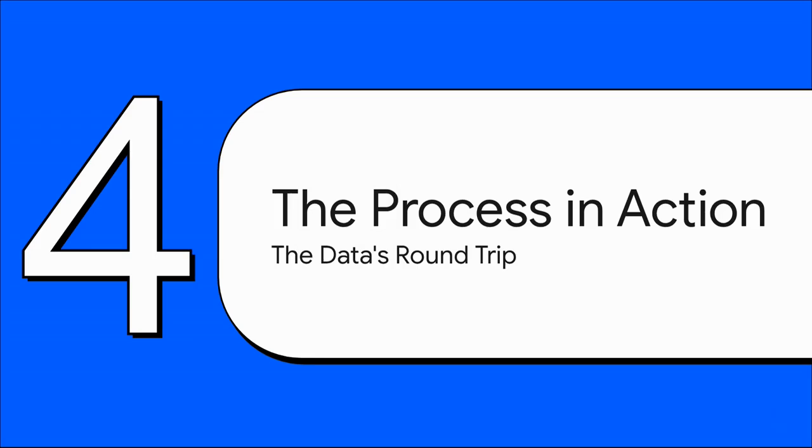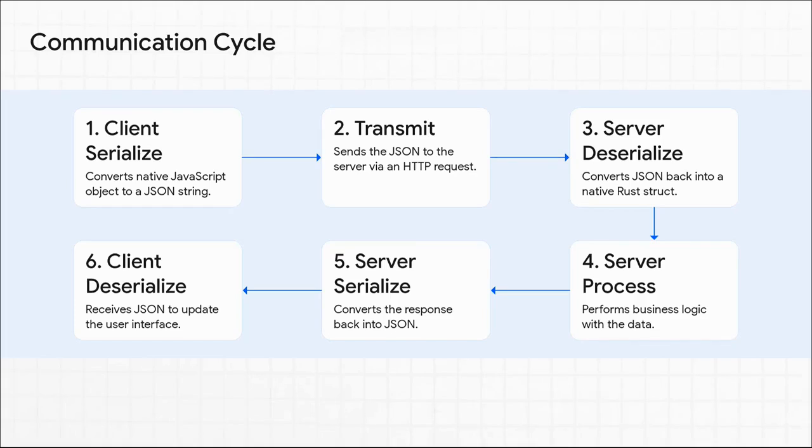Okay, we've laid out all the individual pieces. Now let's put it all together. We're going to follow a single piece of data on its complete round trip, from the client all the way to the server and all the way back again. So here's the whole 6-step dance. 1. The client serializes its data into a JSON string. 2. It sends that JSON flying across the network. 3. The server catches it and deserializes it back into a native format it can work with. 4. The server does its job, whatever that may be.